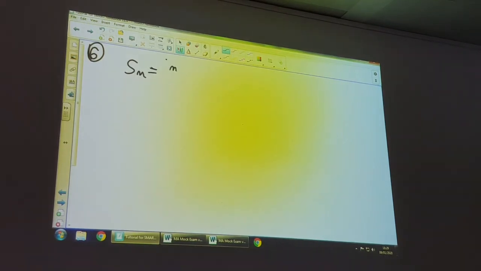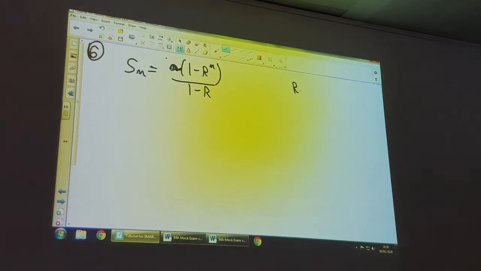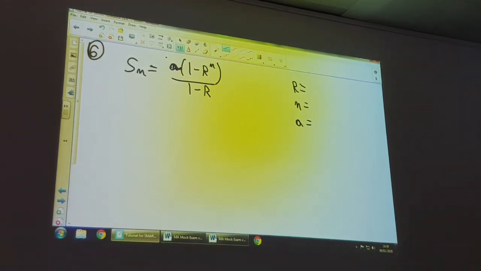So, sum of a geometric progression. Sn equals a times 1 minus r to the power n over 1 minus r. That's the formula from the back, from the appendix, which will be a separate document on Saturday. Now, you need to know r, n, and a, clearly. What's Sn? Sn is the sum, which we are looking for. N is the index, the nth number.